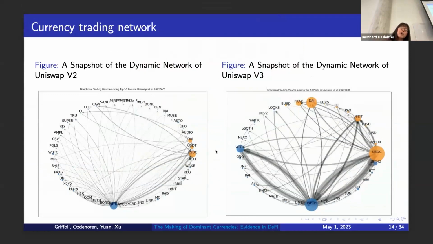Here's a snapshot of the trading network in Uniswap V2 and V3. We actually have a movie showing the dynamic transition of these networks over time. You can see already that V2, by design carried over from the earlier version, has WETH as the leading node in this network, followed by USDC. And when V3 is introduced, we see more involvement for Bitcoin, WBTC, and USDC become even more dominant as a node. You see other stablecoins also playing a bigger role. So we're going to try to formalize that.